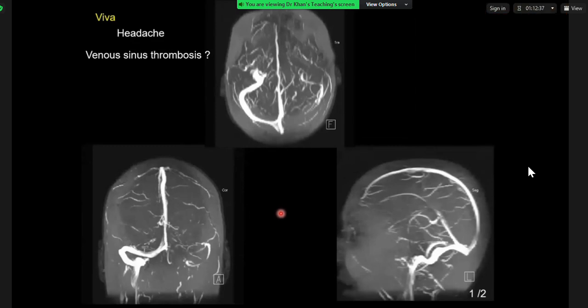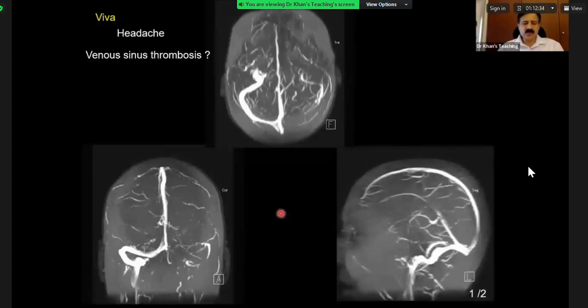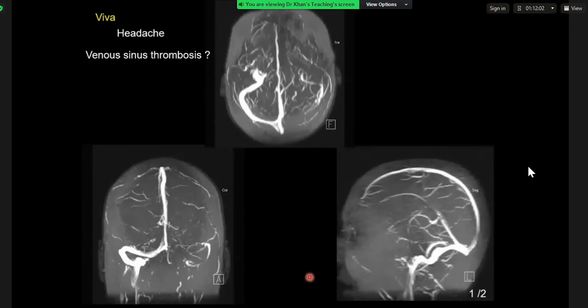So again, classical scenario which happens in day-to-day practice. You do an MR with MRV, and the patient's history is, for example, the patient is pregnant. They're worried about sinus thrombosis. So in this particular case, the MR sequences were okay. There was nothing wrong on the MR. But on the MRV sequence, what is your conclusion? This is the finding, and what is your conclusion? So I can see there's non-opacification on the post-contrast sinus on the left side of the transverse and sigmoid sinus, in keeping with the left transverse and sigmoid sinus thrombosis.